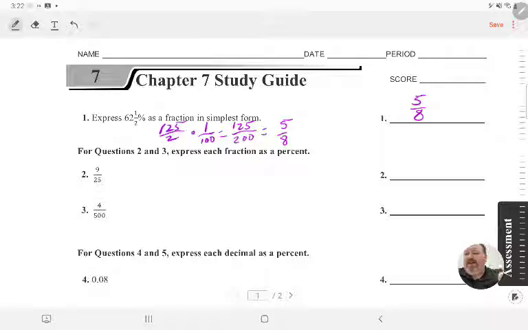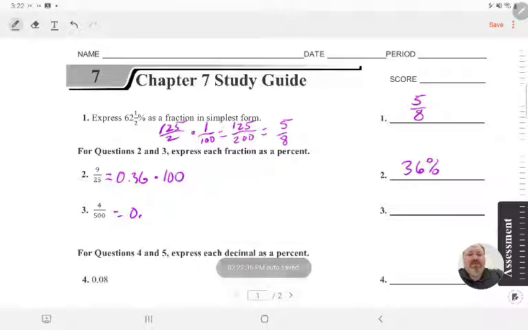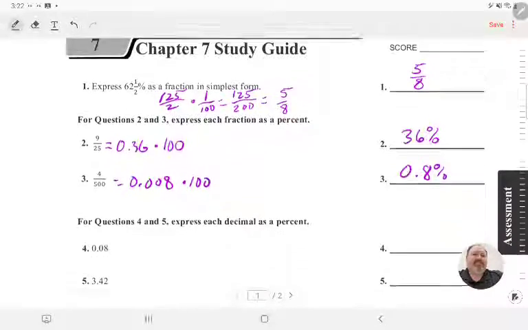9 25ths. We need to express that as a percent. So I can take 9 divided by 25, and I get 0.36, times 100 is going to give me 36%. Okay? And then 4 divided by 500 is going to give me 0.008, times that by 100, and I get 0.8%. Okay?